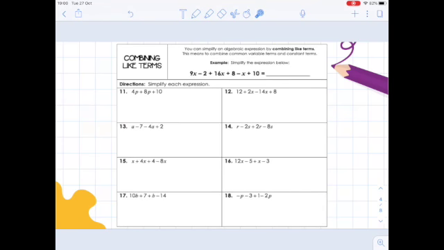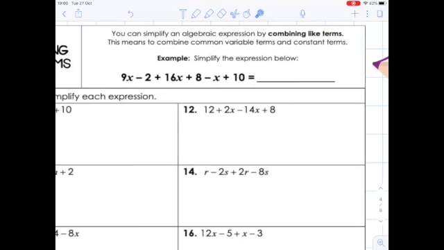So you can simplify an algebraic expression by combining like terms. This means to combine common variable terms and constant terms. All right, so let's take a look at our example over here. I have 9x minus 2 plus 16x plus 8 minus x plus 10, and I want to simplify it.